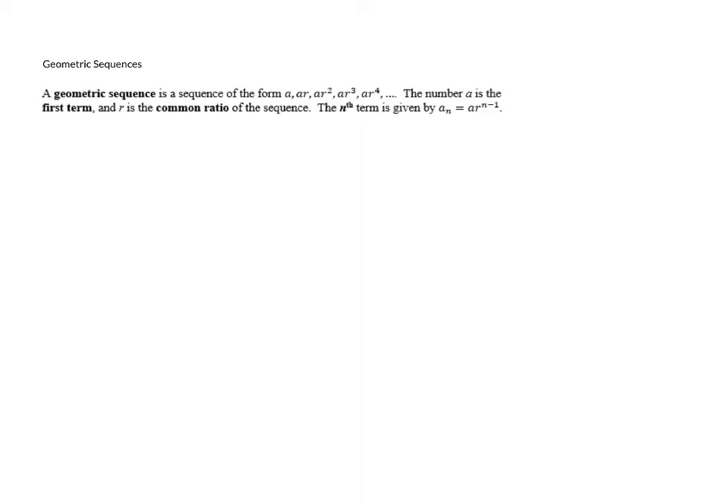Let's take a look at an example so we can see how these function. If A is equal to 2 and R is equal to 3, for example, we have the following sequence. We start with 2, and then to get to the next term, we multiply by 3. 2 times 3 is 6. And then we multiply by 3. 6 times 3 is 18. And then we multiply by 3 again, giving us 54. And then we multiply by 3 again, giving us 162, etc.